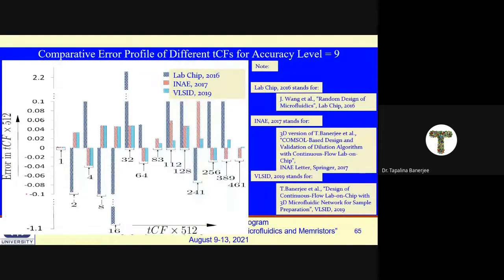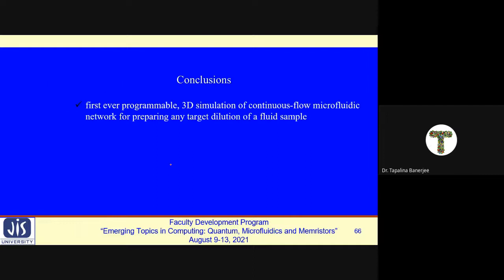Here is a comparison of 3 papers whose methods are compared, and we can see the errors in their output concentration factor. The third one, what I am talking about right now, achieves less error at each stage. So in conclusion, this was the first ever programmable 3D simulation of continuous flow. Fine, so we can go forward with this type of thing.